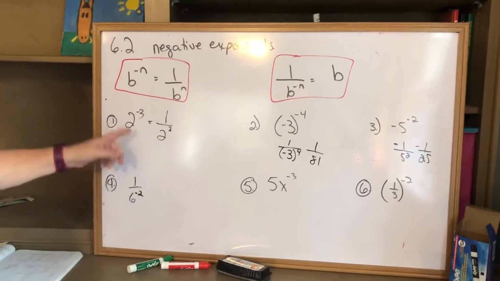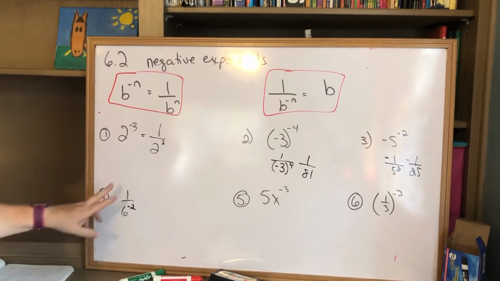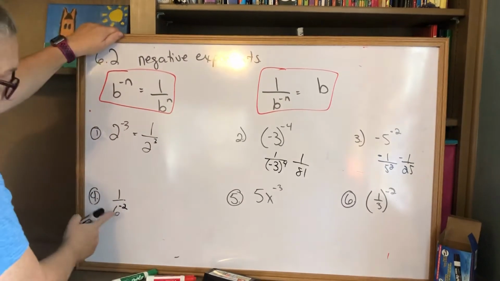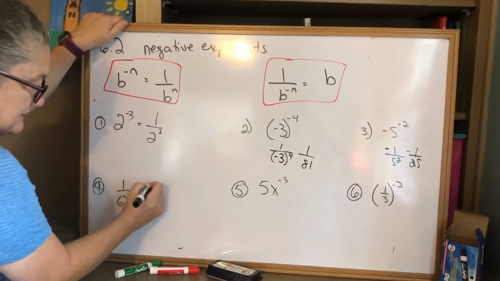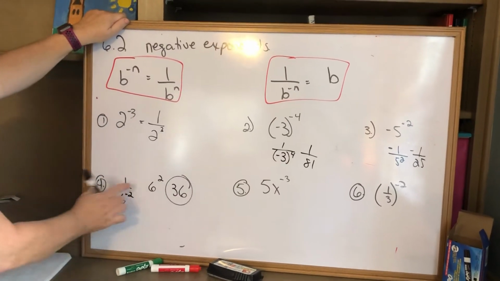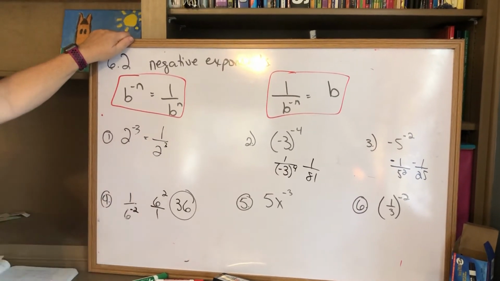Now moving down to number 4, we have 1 over 6 to the negative 2. As I was using the example up here, the negative sign says it's unhappy on that floor, so we can move it to the other floor. To make this a positive exponent, it would just be the flip of it, which would be 6 squared, which would just be 36, the answer. So instead of this being 1 over 6 to the negative 2, it's 6 squared over 1.